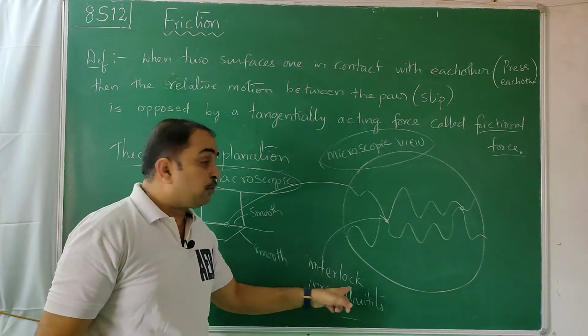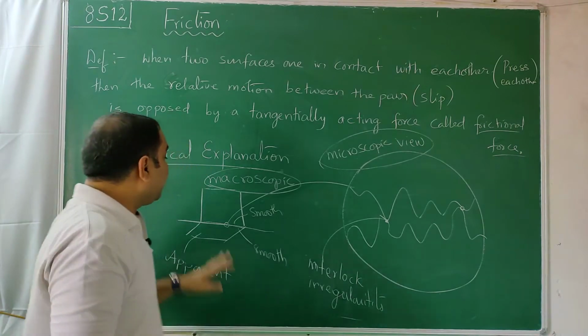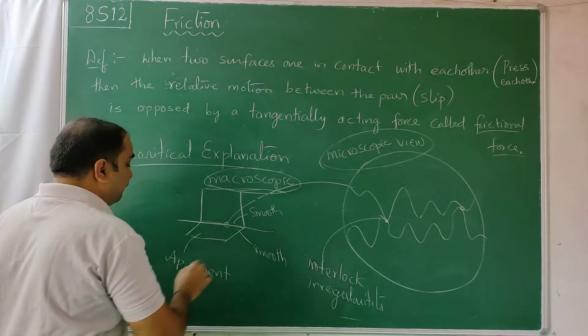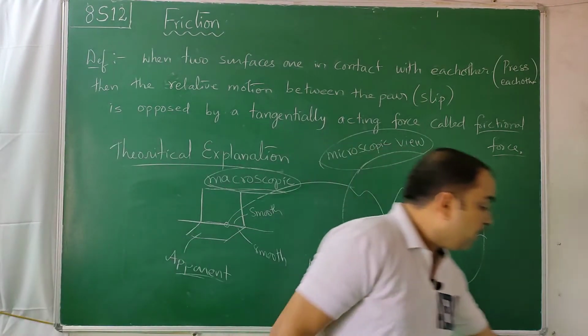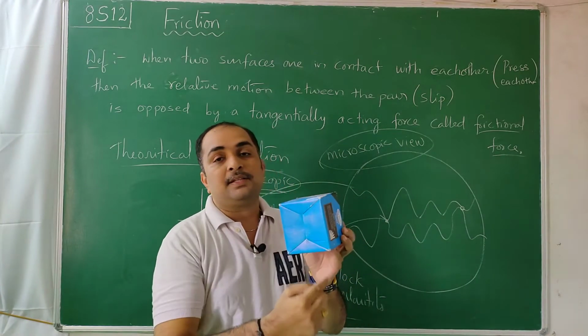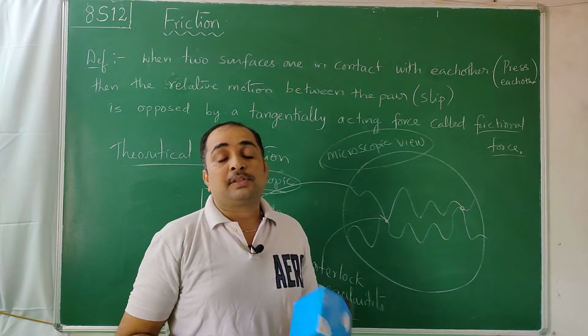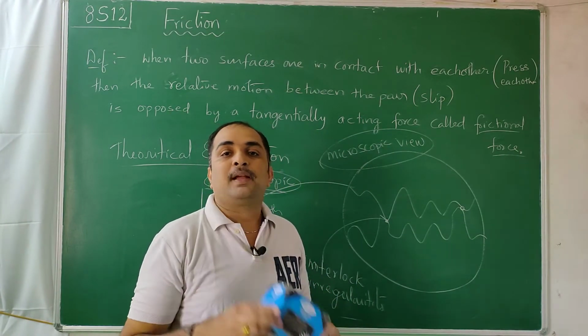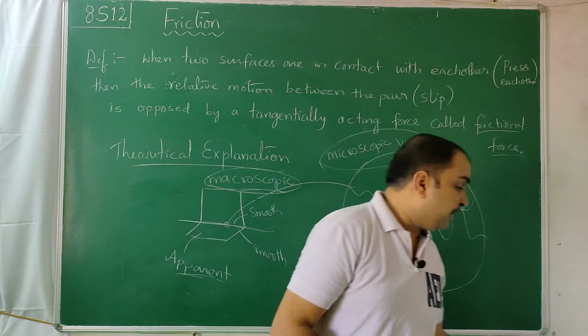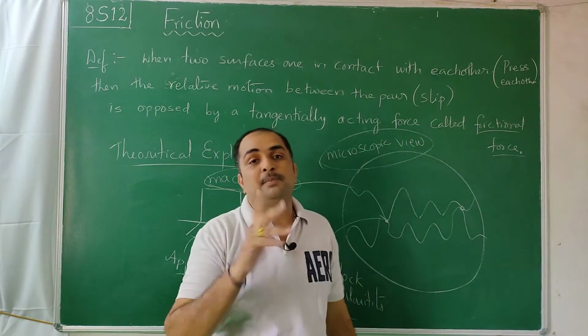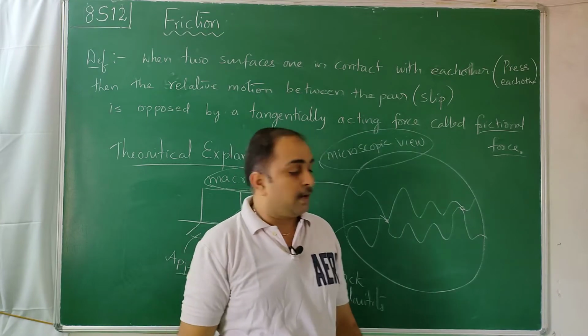Friction depends on microscopic invisible area, but friction doesn't depend on macroscopic visible area. So it is useless for you to calculate length into breadth area to think that friction depends on macroscopic area. Friction doesn't depend on macroscopic visible area. It depends on microscopic invisible area. So there is no point in calculating it.